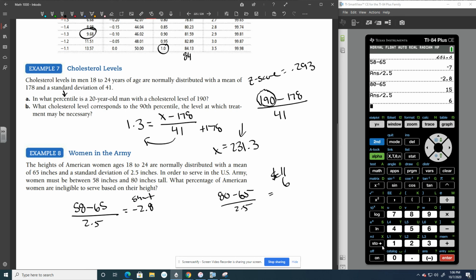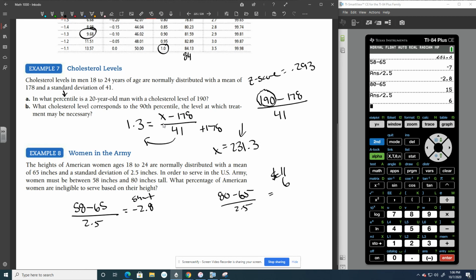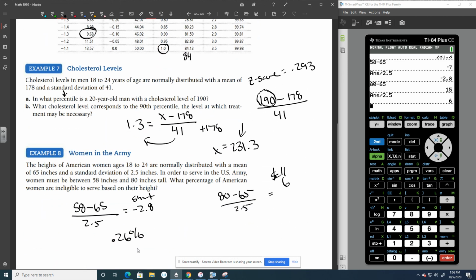So a z-score of negative 2.8 puts me right here, okay, at the 0.26 percentile. So 0.26%, and it's not in decimal form, right? Nope. So 0.26% are too short.